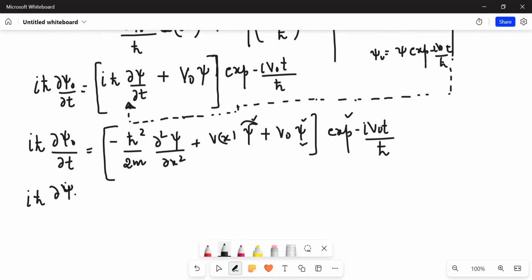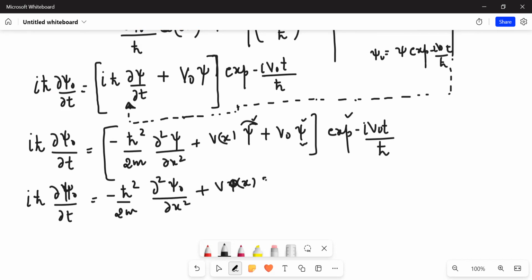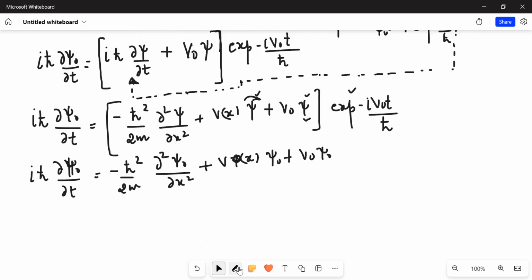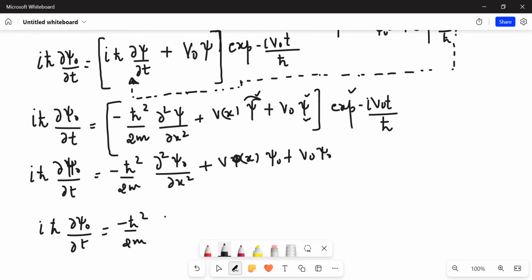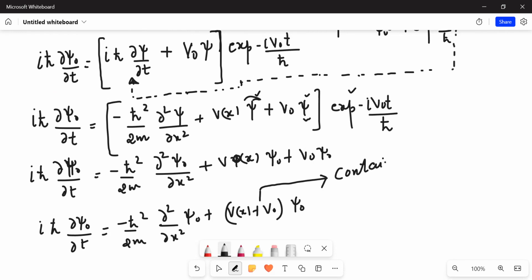So iota h cut del psi naught upon del t is equal to minus h cut squared upon 2m del squared upon del x squared plus V(x), V as a function of x, times psi naught, plus V naught psi naught. Clearly, psi naught satisfies the new Schrödinger equation, an equation where the potential contains the addendum term V naught. So psi naught satisfies that Schrödinger equation.